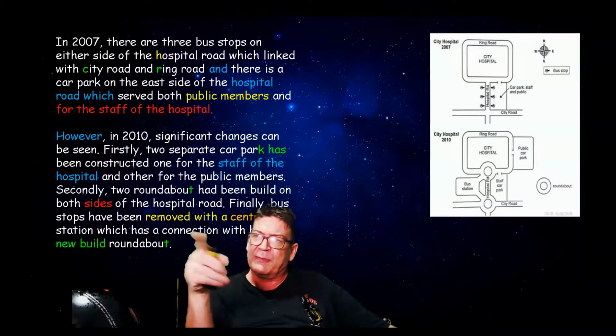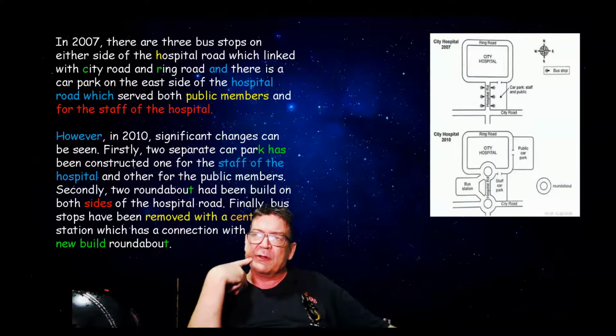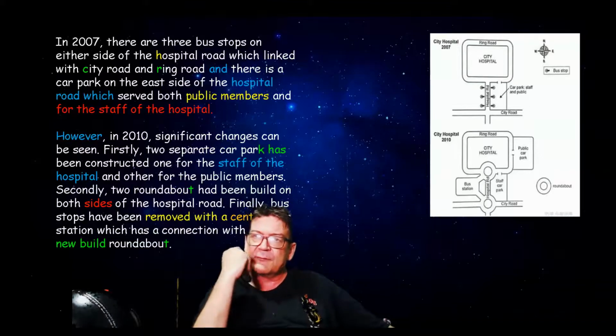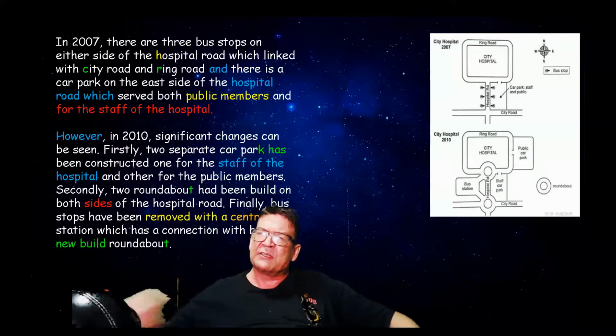Now you've got 'had been built', not 'build', on both sides of the hospital road. No, that's not a side of the road. Remember, you described the bus stations as being on the sides of the road, and that was right. The roundabouts are on either end of the road. Finally, bus stops, which you already mentioned, so you should say 'the bus stops', and were removed, or had been removed with a central bus station.